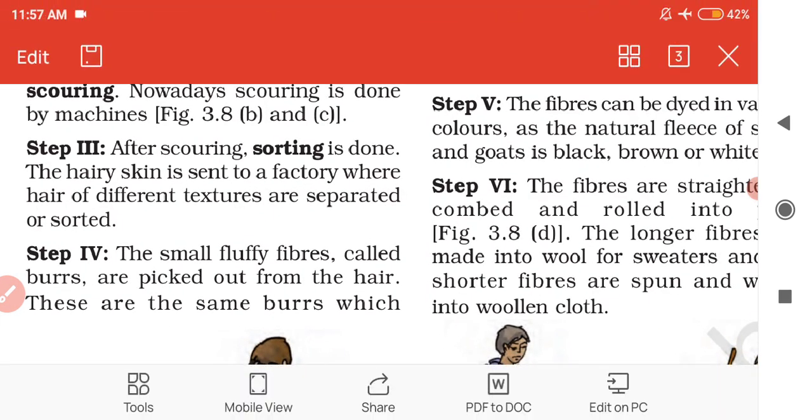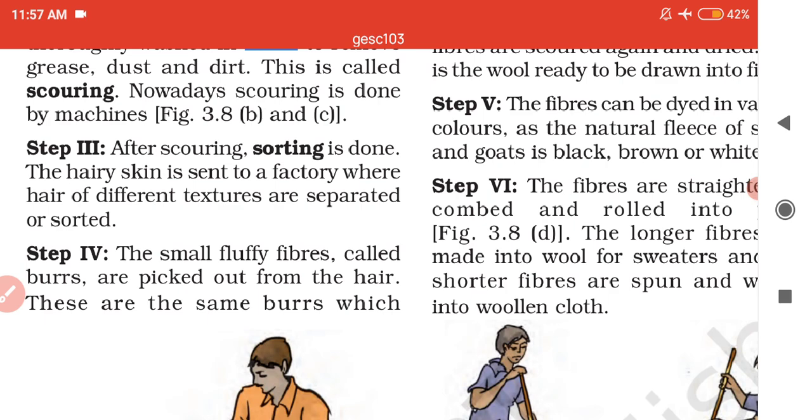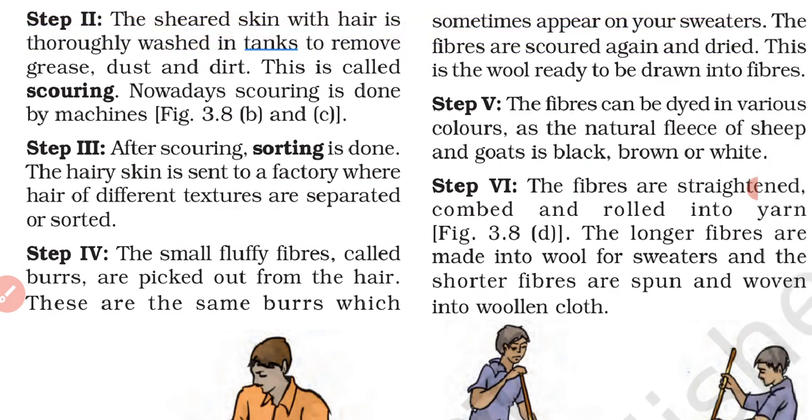Next step, step number 3, sorting. Now the wool which is obtained from the fleece of the sheep, the wool is not uniform. The wool is not uniform at all. The wool is not uniform in all the parts of the fleece of a sheep. In the body of the sheep, wool is not uniform.